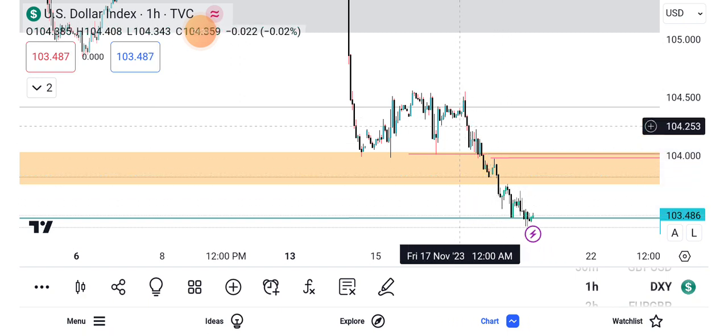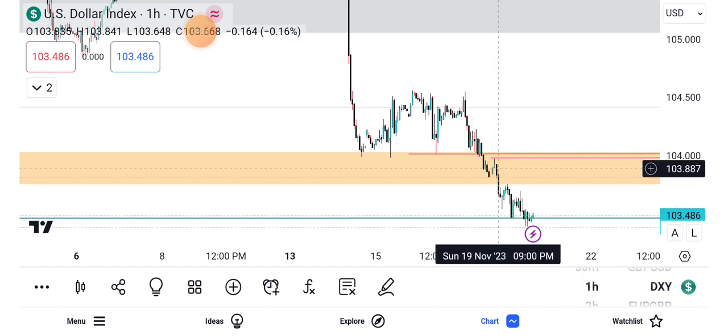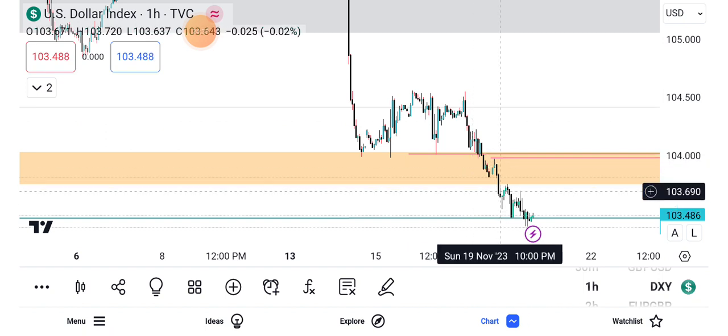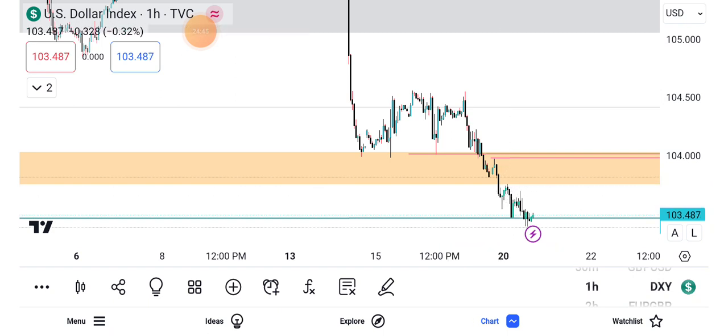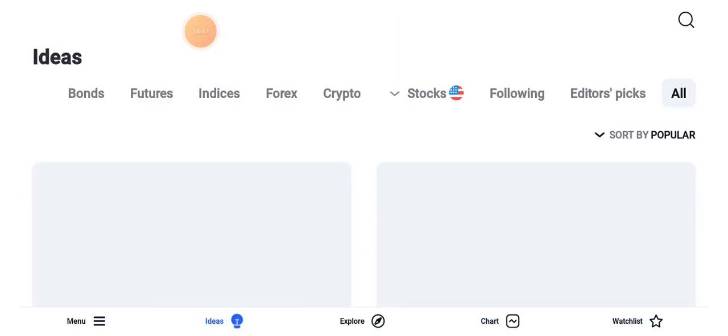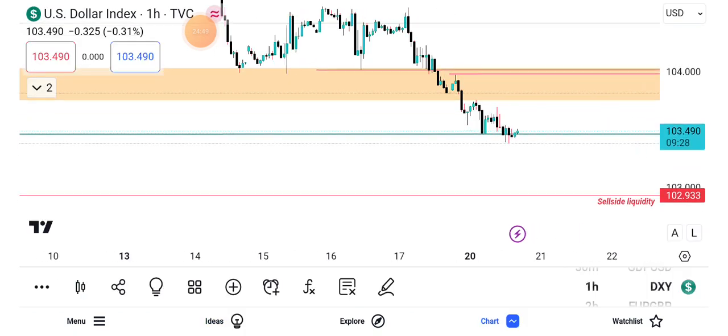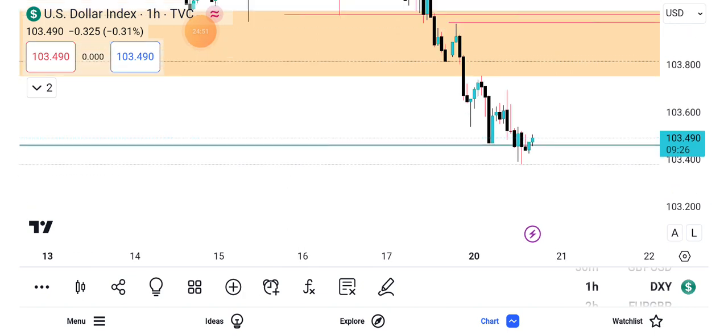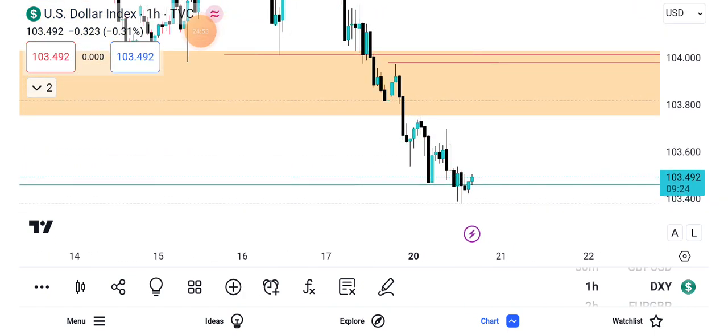This huge move lower, then the market opened on Sunday, traded lower until Monday around 12 a.m. here. That's when the market opened. And let's see what happened on this Monday.